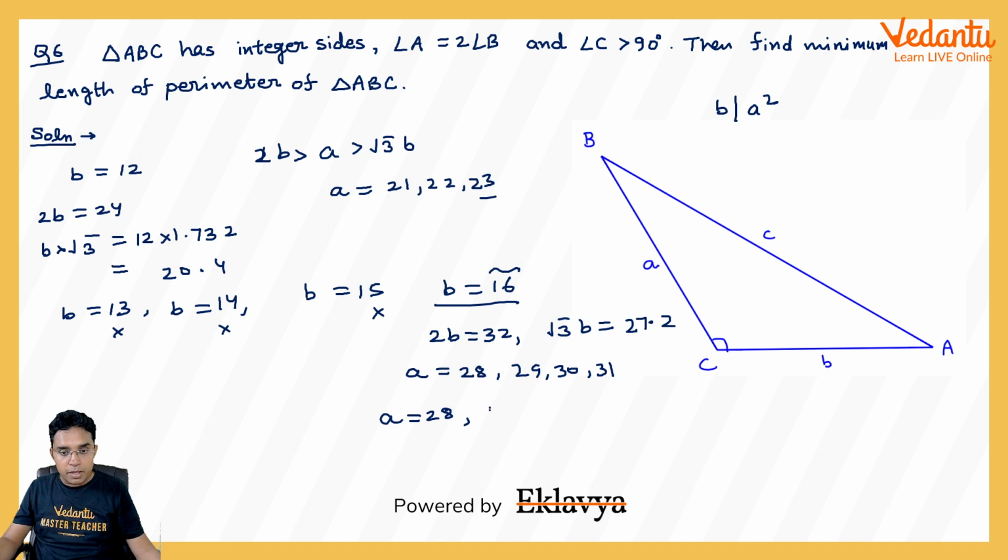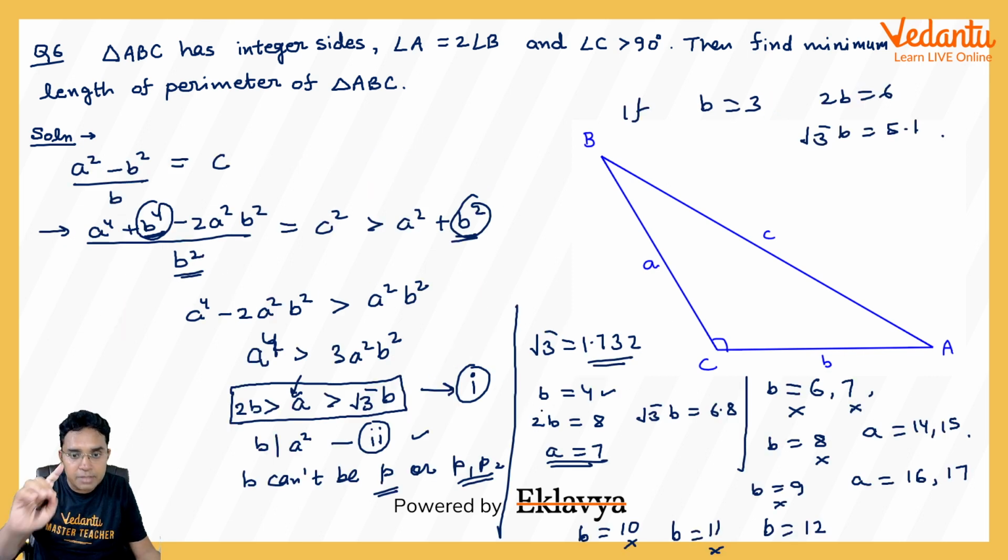A is equal to 28 and B is equal to 16. Okay, and let us check if any other condition we are missing. I think I have already summarized all the required conditions in 1 and 2. So anything else is not required.